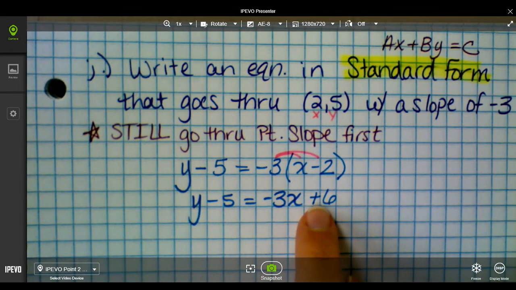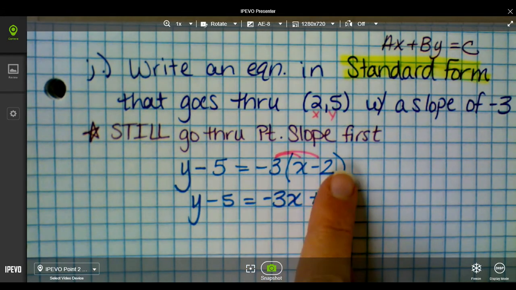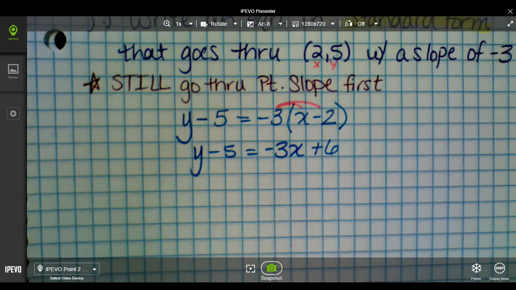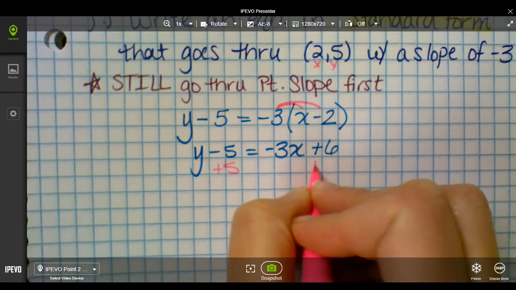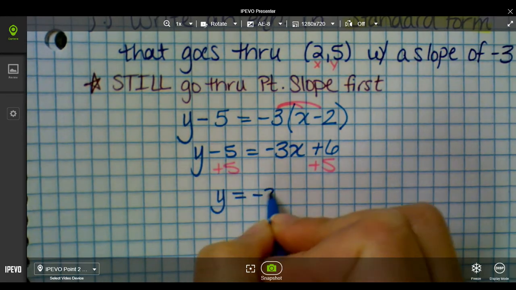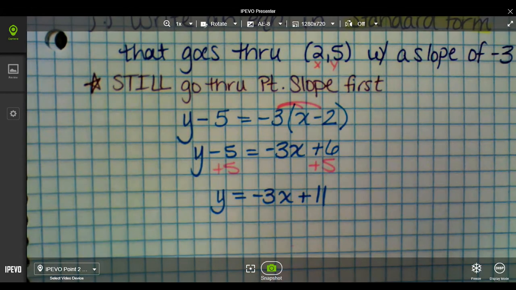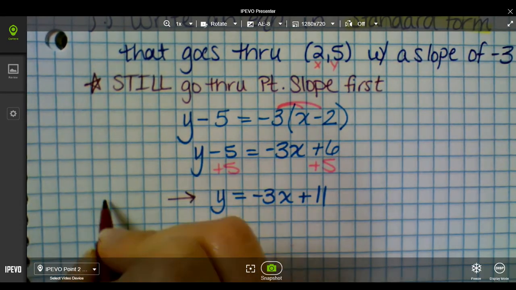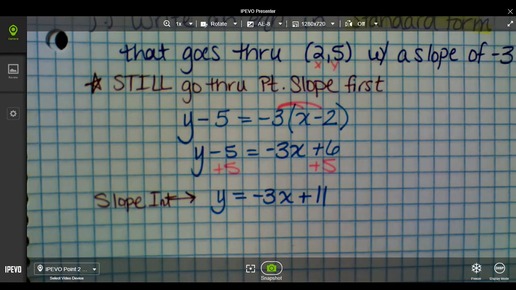This sign right here gets people into a lot of trouble, so make sure when you're going through this whole process, you're being very careful with your signs. All right, and then we still have to add this 5 over. So y equals -3x plus 11. But again, I am not done here. This is slope-intercept form, and I want standard form.